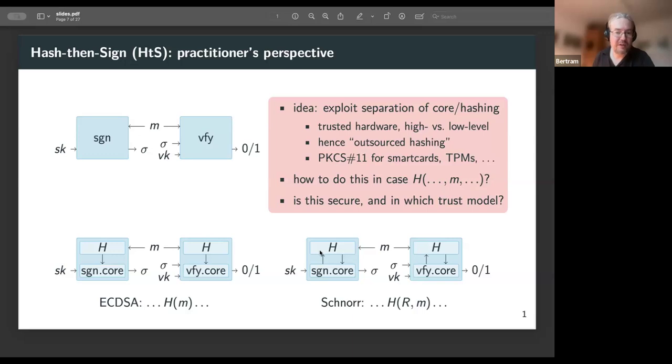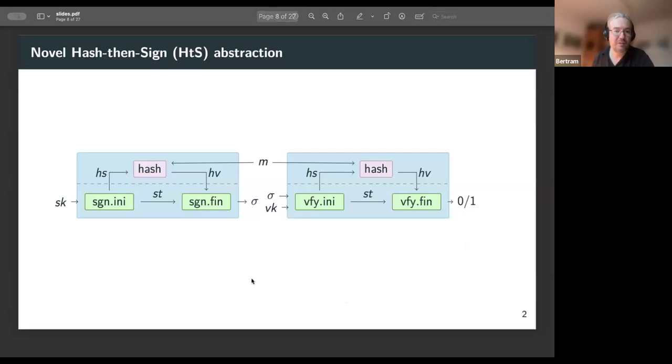So I would like to refine the syntax a little bit more, which will be relevant in this talk. What you see here on the lower part is the conceptual explanation of what hash and sign signatures look like. But the way we formalize this is this one, which is similar, but not exactly the same. Namely, we split the signing core into two algorithms, signing initialization and finalization. They are stateful, but there's only one invocation of the first, then a stateful invocation of the second. Together, they need to create a signature, and the hashing is separate.